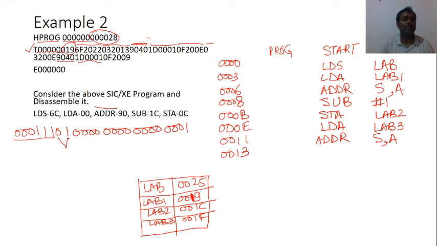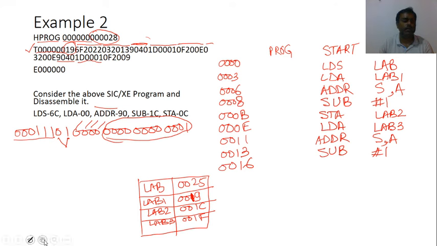Ni is 01, that means immediate. X is 0, B is 0, P is 0, E is 0. This is the immediate operand value, that is 1. What is the instruction here? If I append 20 here, then I will get 1C. And 1C is for SUB. SUB and the immediate value is 1. So the next address will be 0016.